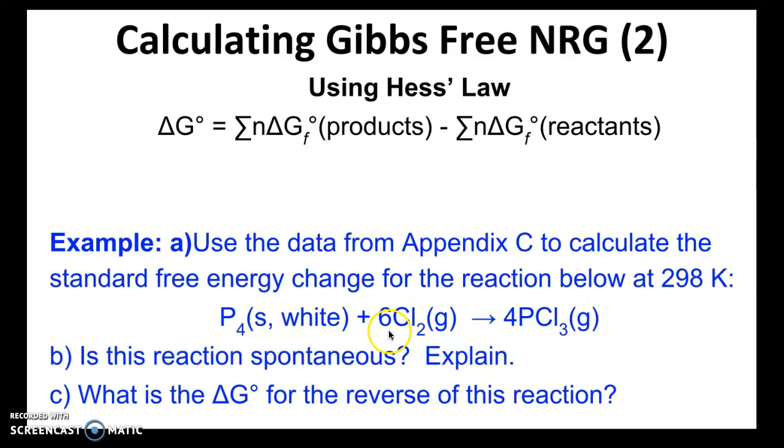And they gave us this reaction. Is this reaction spontaneous? Explain. What is the delta G standard for the reverse of this reaction? So sort of like three parts we have to do. A, calculate our delta G, use the delta G calculated to determine if it's spontaneous or not and explain that, and then determine the delta G standard for the reverse reaction. All right, so let's go ahead and get into calculating the delta G.